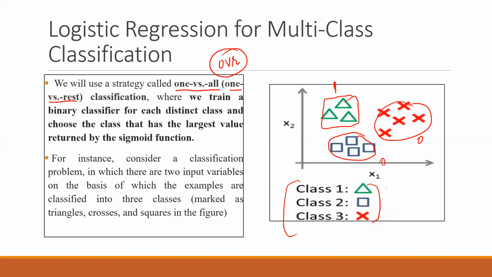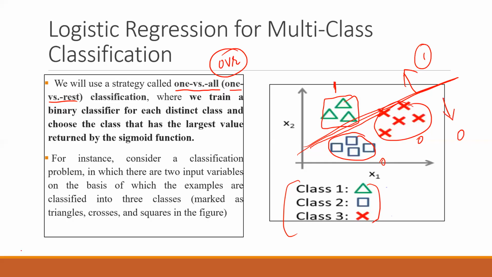This is my 1, and I will do a binary classification between 1 and 0. So I can do a curve fitting like this, and according to this line, I can say that on this side of the line all the values are 1, and on this side of the line all the values are 0.